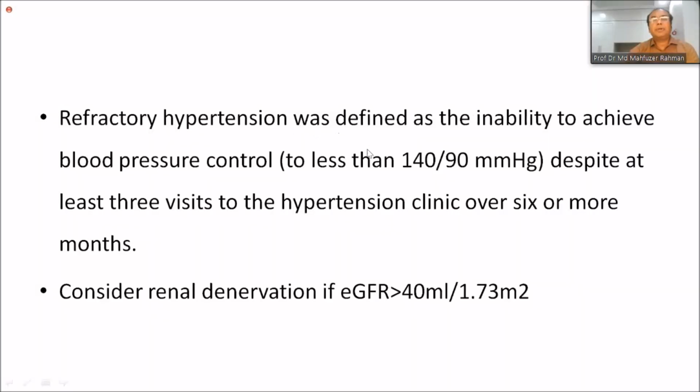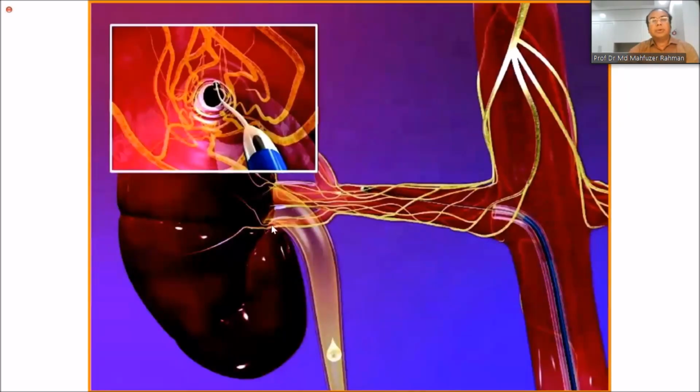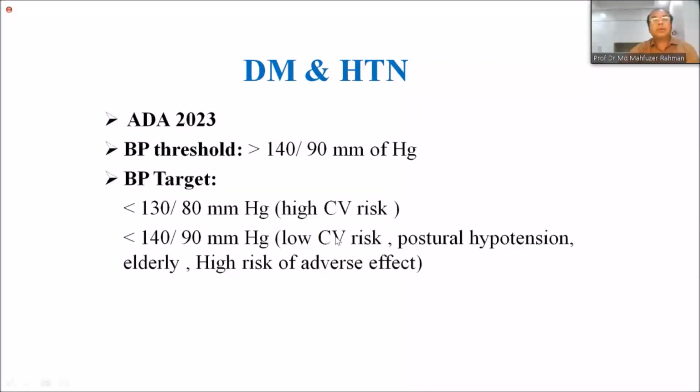Refractory hypertension was defined as the inability to achieve blood pressure control, that is, to less than 140/90 millimeters of mercury, despite at least 3 visits to the clinic over 6 or more months. And in that case, we should consider renal denervation with GFR more than or equal to 40. This picture shows the renal denervation technique.